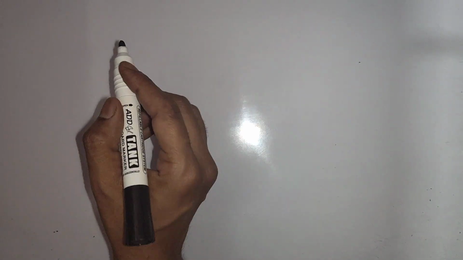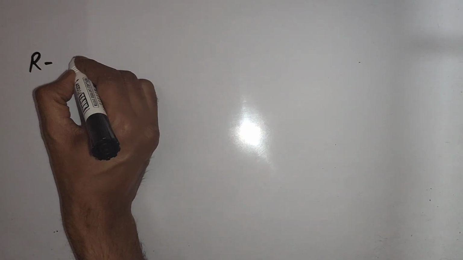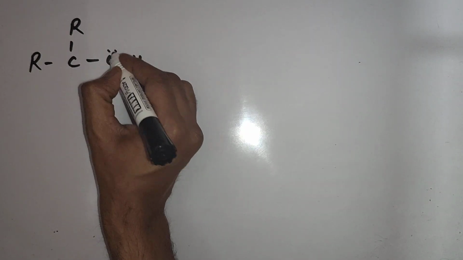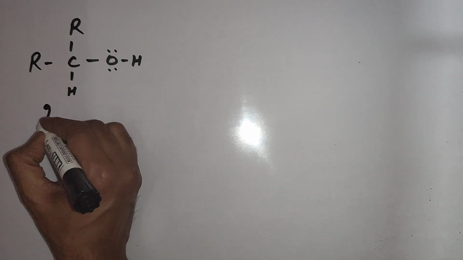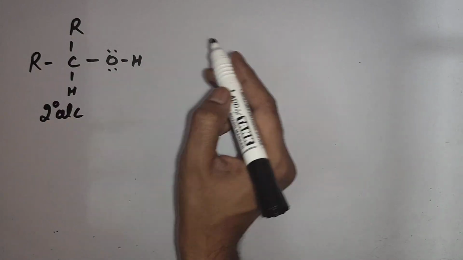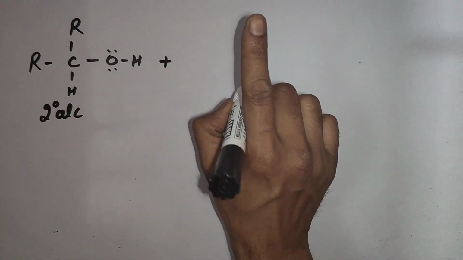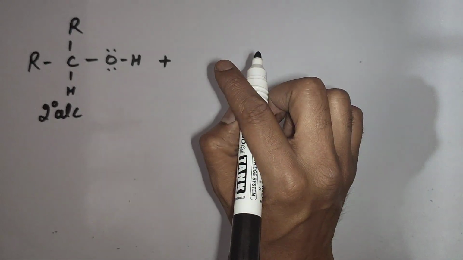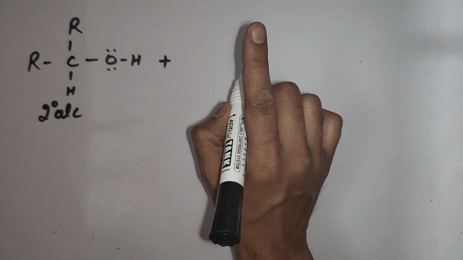How K2Cr2O7 is converting into chromic acid, that we have already discussed in the previous video, so we will not repeat it again. Directly I am going to use them. This is the general formula of 2-degree alcohol: OH connected with carbon, which is directly connected with 2 carbons. And K2Cr2O7 will react with sulfuric acid and water to produce chromic acid. That will be your main oxidizing agent here.